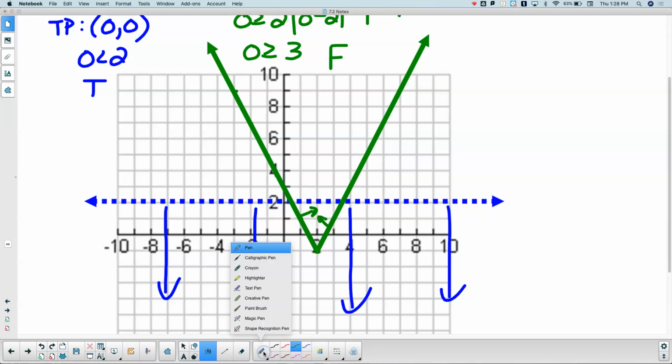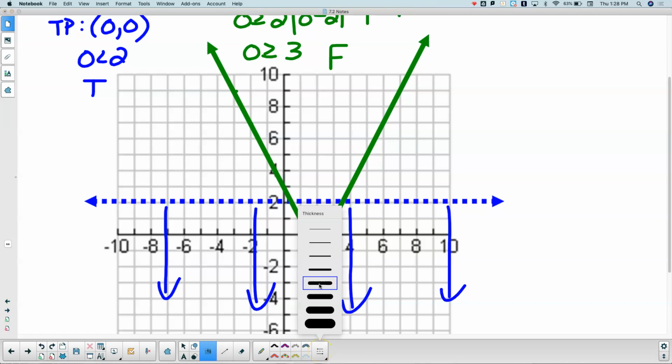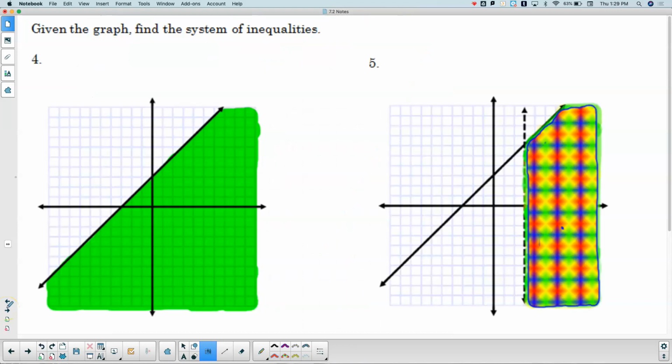So my final answer is right there inside the V. Yep. Good. Okay. So now we got to go backwards.